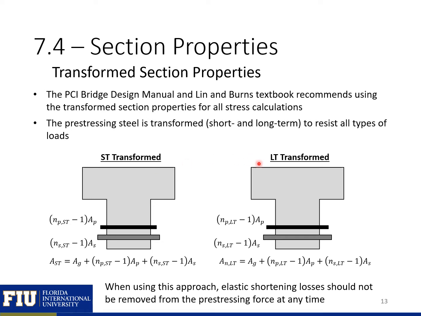So here we'll have two sets of equations, and we'll need to use them to resist our loads based on if they're short-term loads at release or short-term or sustained loads when the beam's in service. Note that when we're using only transform section properties, we won't remove elastic shortening losses from our pre-stressing force. So we'll only remove our long-term losses from creep, shrinkage, and strand relaxation.